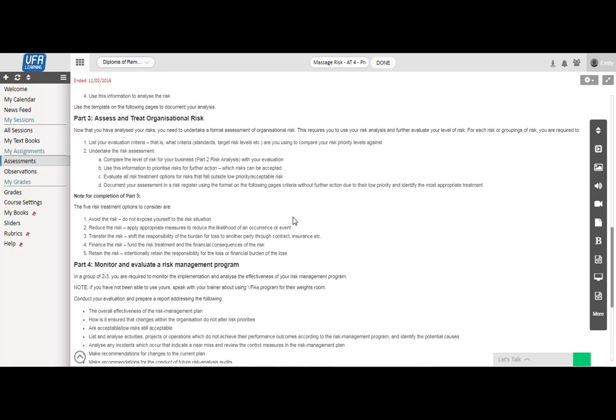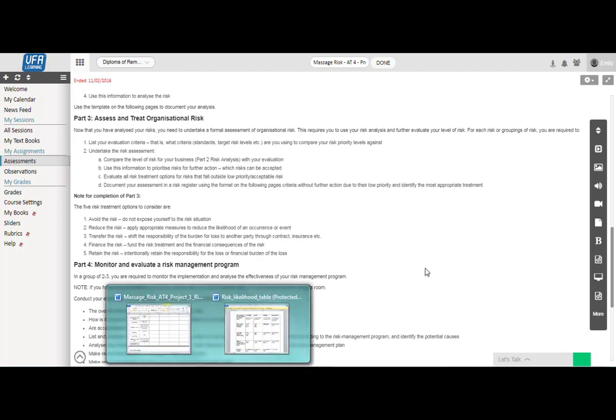Once we've done that, we then need to start to look at what we are going to do as a result of that. So are we going to avoid that risk so we don't get exposed to it? Are we going to reduce the risk? Are we going to transfer it so that the responsibility is pushed over to somebody else? Will we finance that risk, or are we going to retain it? So are we saying that it's not that significant a risk that we need to change things? We're going to accept that, and you would do that more for your lower risks.